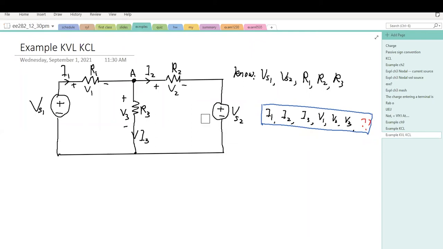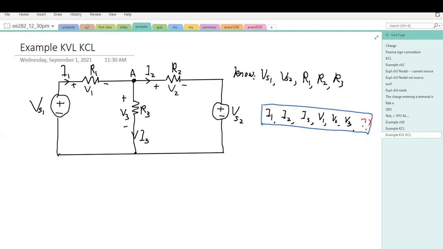In this example, this is a circuit. We know the voltage on this voltage source and this voltage source, the values are Vs1 and Vs2. We know all the resistor values, R1, R2, and R3. Our goal is to find I1, I2, and I3, and V1, V2, V3 on the resistors.